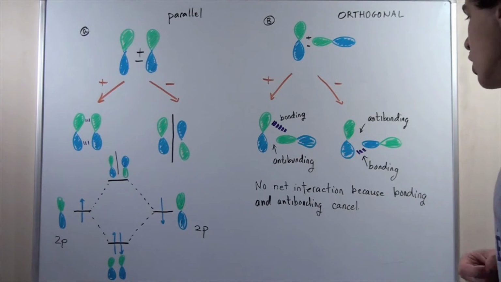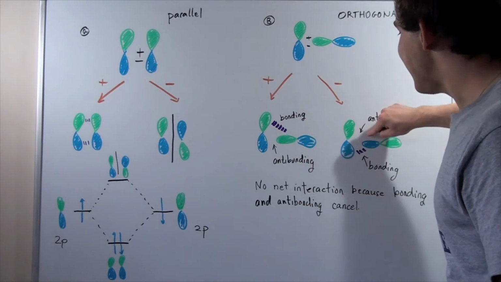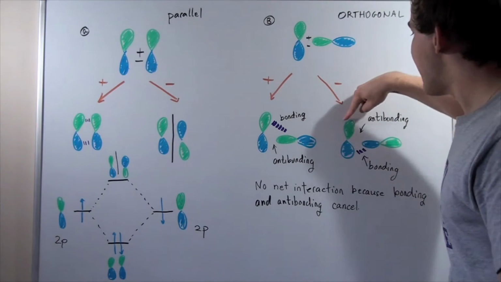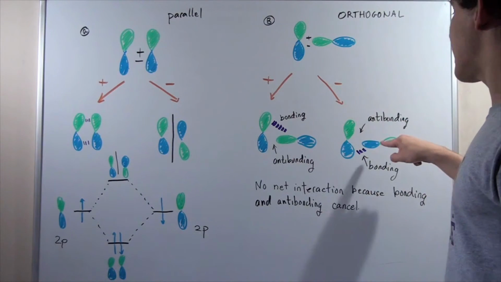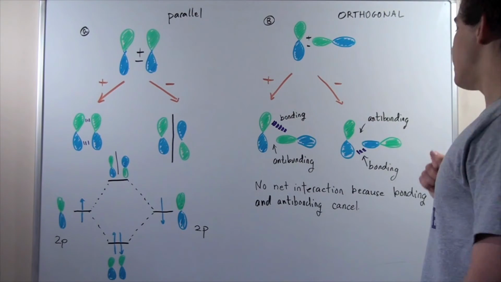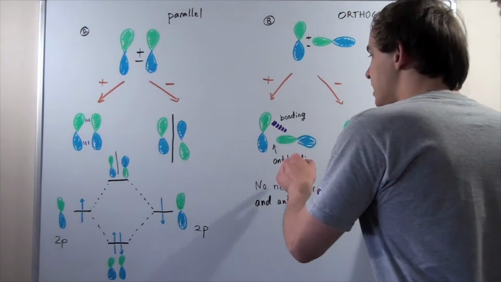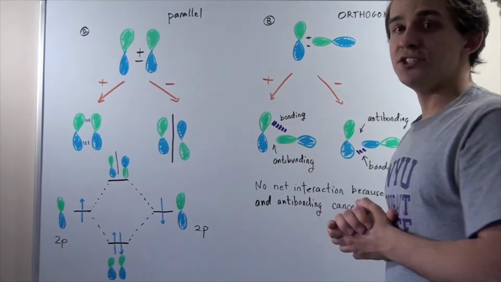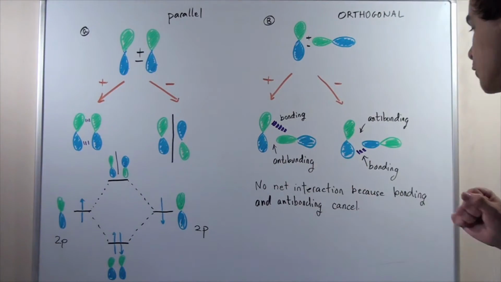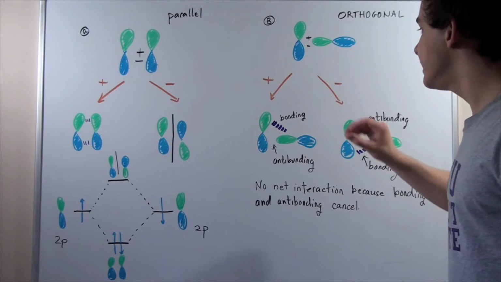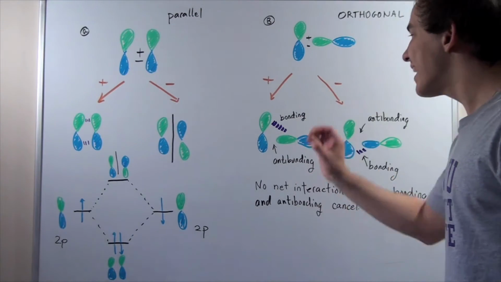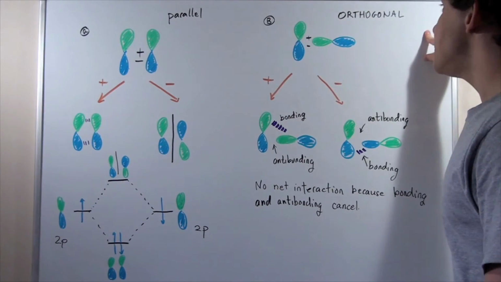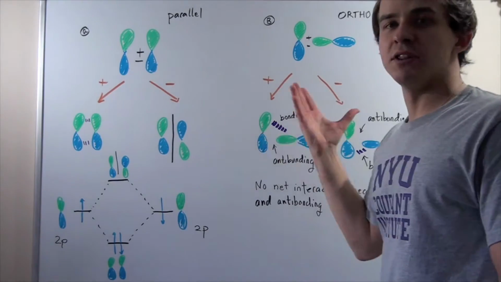So we have this orientation. Once again, we have a negative interacting with a negative, so that means we get a bonding orientation, and we have positive interacting with a negative to produce anti-bonding. So that means because we have bonding and anti-bonding, we have no net interaction, because the bonding and the anti-bonding exactly cancel out. So this type of orthogonal orientation does not work. It does not create molecular orbitals.